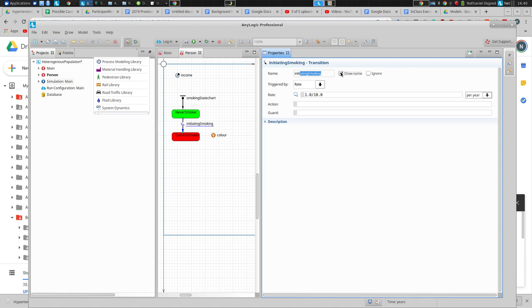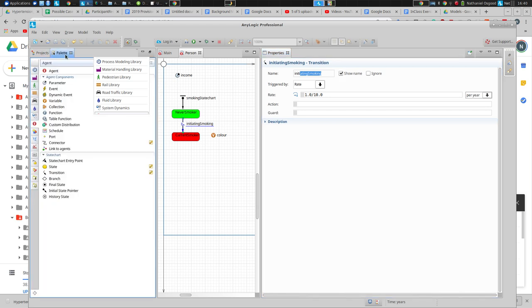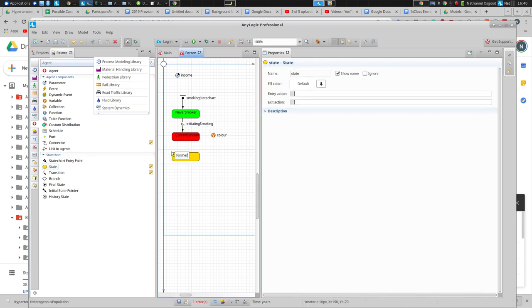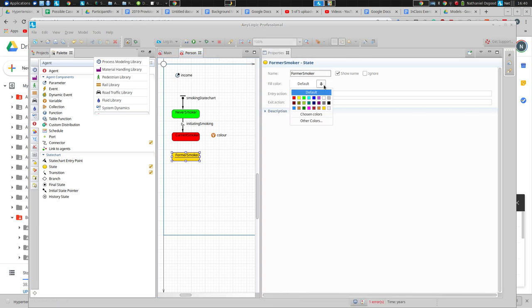Let's try one more state. What's the obvious state that should be added? A former smoker, an ex-smoker. People who have quit, right? Okay, so let's drag this in from the palette, and we'll say former smoker. What color should we make them? What do you think? Maybe yellow? Yellow? Maybe orange? We'll leave it at yellow.